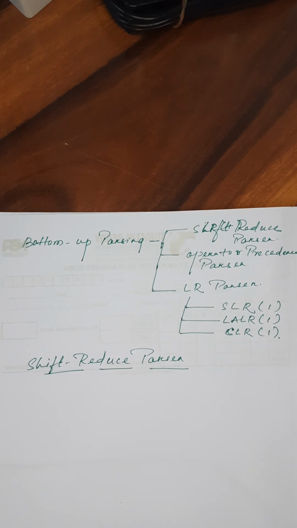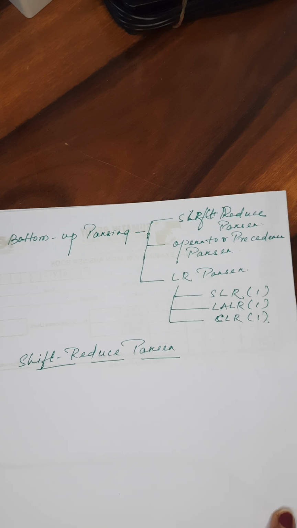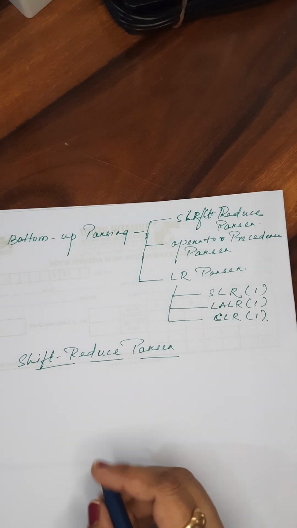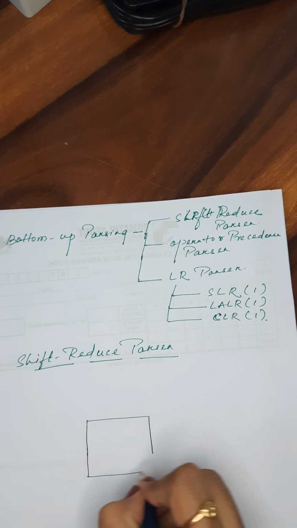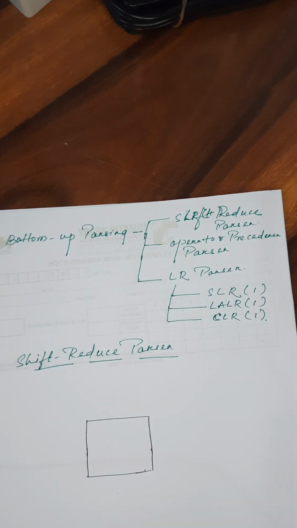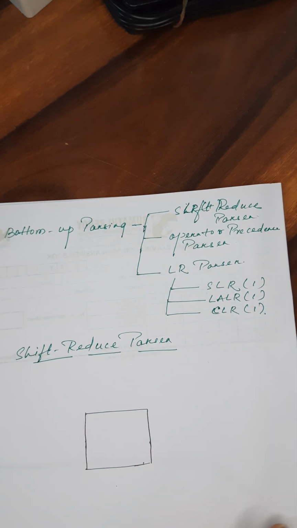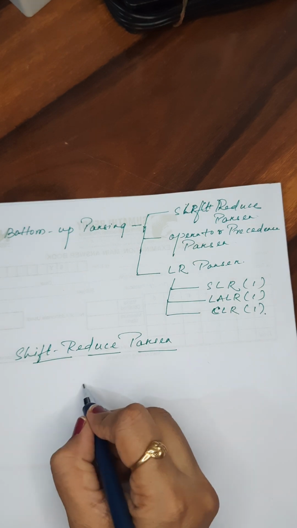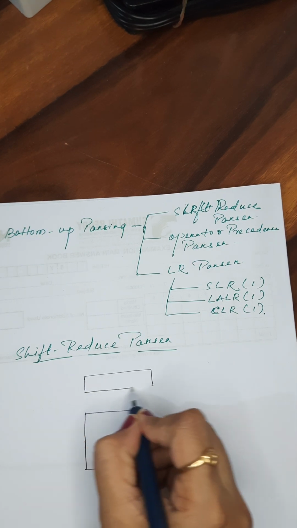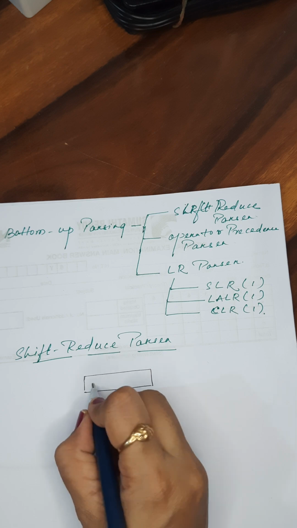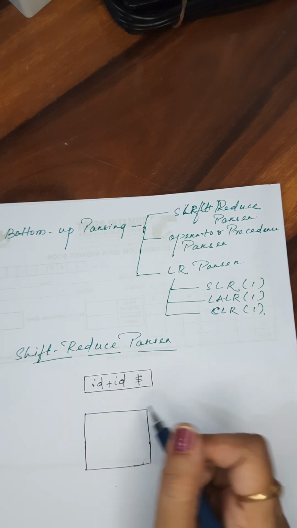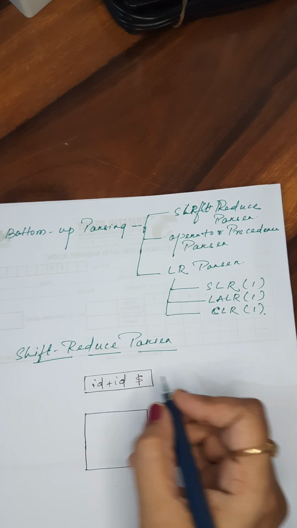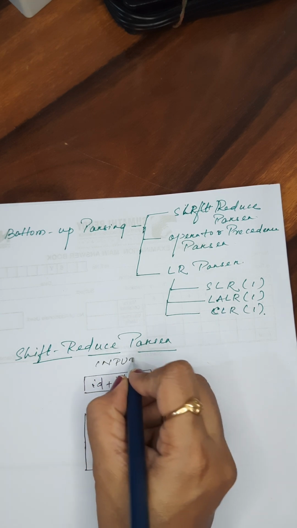So, shift reduce parser means first we have to understand what are the constituents of your shift reduce parser. First, it will definitely have a parser program. And a string will be given to parse, and that string will be stored in an input tape. Let us say it is ID plus ID dollar. Why I have written dollar? I will explain you in the upcoming examples. So, this is your input tape.